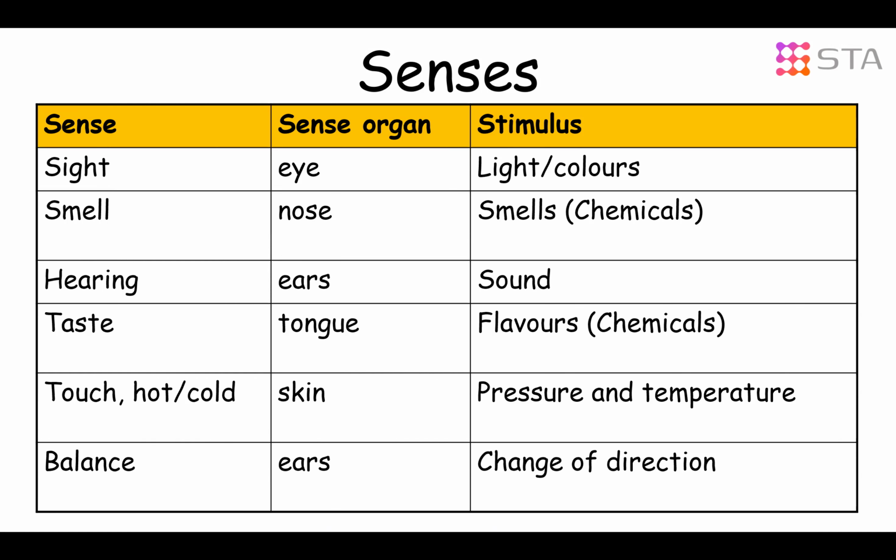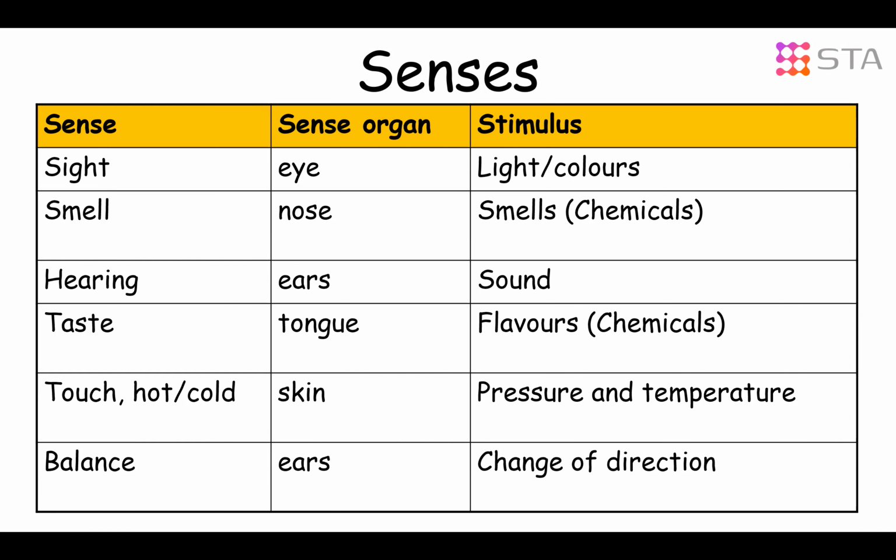The stimulus is sound, the sense organ is the ears, and the sense is hearing. The stimulus is flavors, which are chemicals, and the sense organ is the tongue. And on your tongue, you of course have taste buds, more on those later, and the sense is taste. The stimulus is pressure and temperature. Another word for pressure is touch as well. And the sense organ is the skin, and the sense is touch, and of course, the sense of hot and cold, or in between.